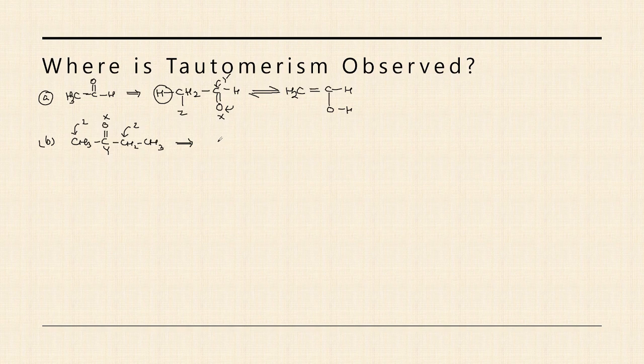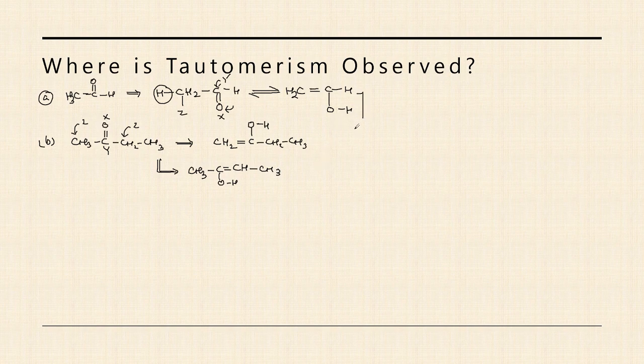So our structures will form like this. If you move a hydrogen from Z on the left, then you would be getting a tautomeric form like this. And if you move the hydrogen from the right, then the tautomeric form will be this. Okay, these are the two tautomeric forms that you will observe.